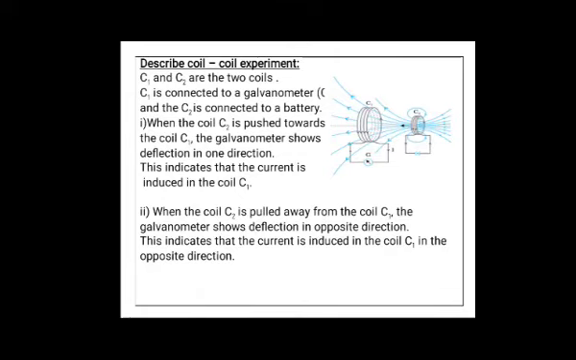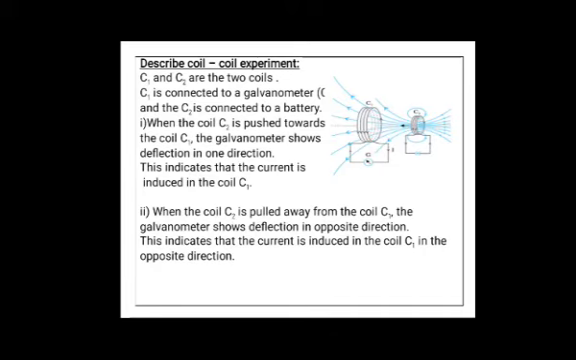Okay, hope you are understanding. Let me repeat once again. In coil C2, the battery is connected. Because of that, current flows through the coil C2, so it becomes a current carrying coil now. So around the current carrying conductor there exists a magnetic field.